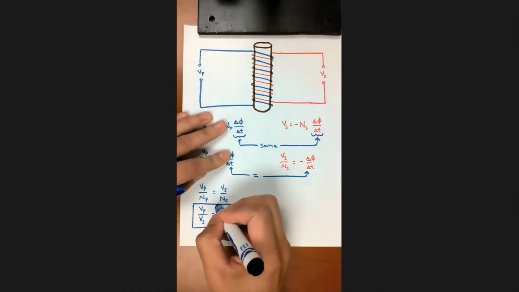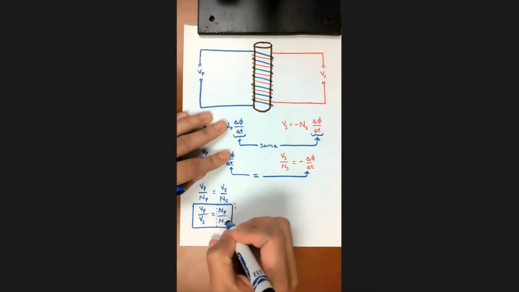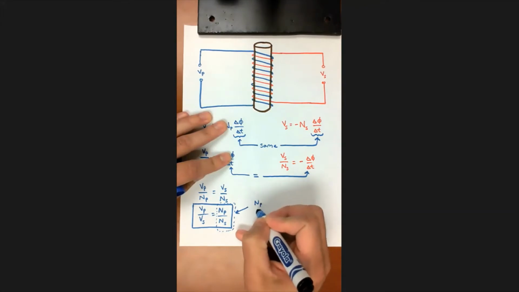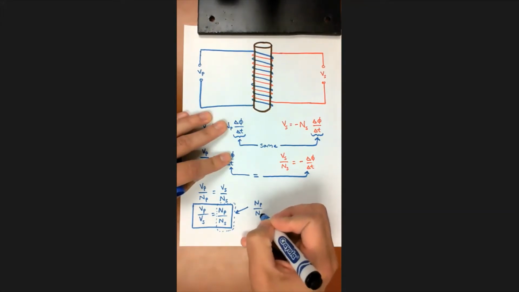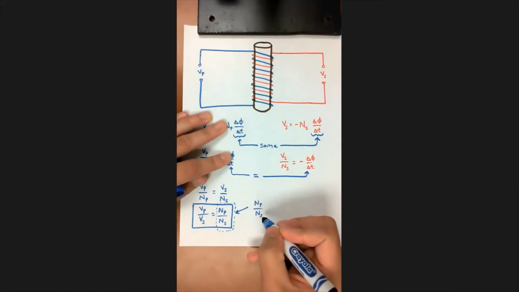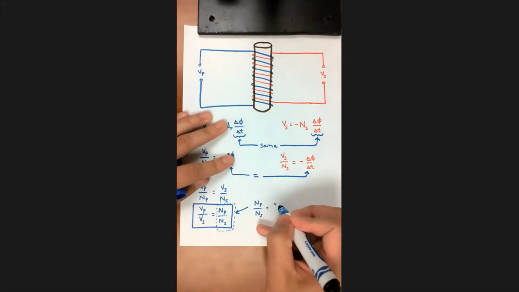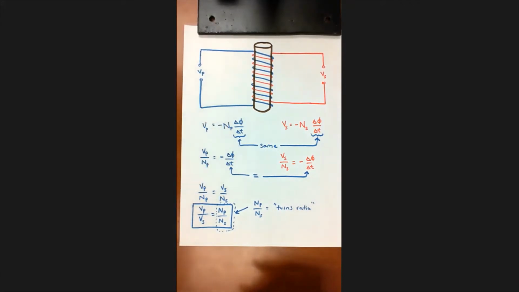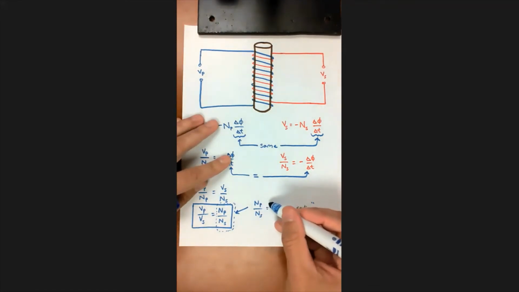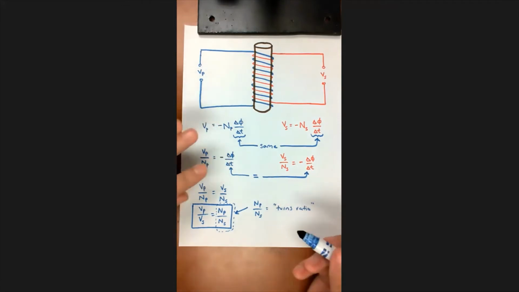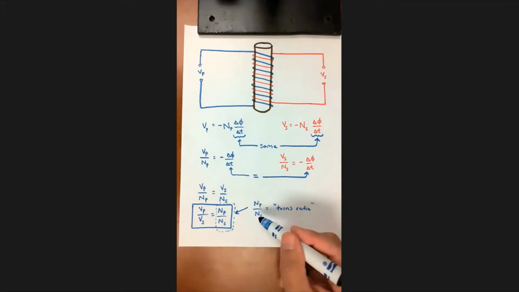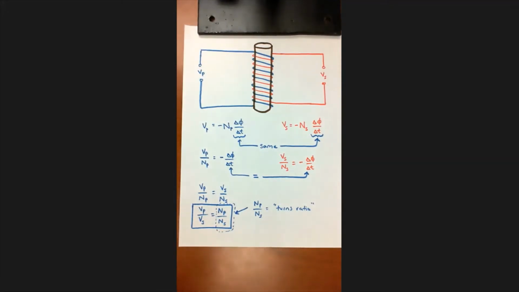Also, I want to point out that this value right here, n sub p divided by n sub s, has a term: the number of turns in the primary divided by the number of turns in the secondary. This is called the turns ratio of the transformer. It has no units because the units up here would be turns and the units down here would be turns, so it just cancels out. It's a unitless, dimensionless number, just a ratio between the number of turns in the primary and the number of turns in the secondary.